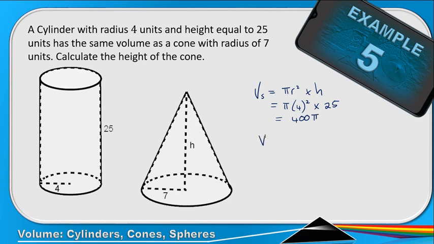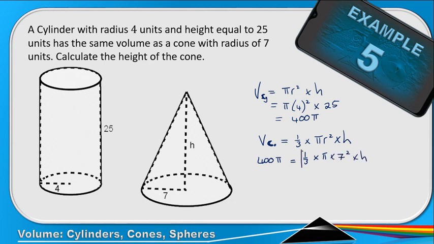And then next up we have the volume of a cone. This is a cylinder. And then a cone. And that is equal to a third times pi r squared times height. Okay. Now we can substitute in the volume. We know the volume, which is equal to the volume of the cylinder. And we can substitute in the radius and then just solve for the height. So 400 pi is equal to a third times pi times the radius, which is 7. So that's 7 squared times height.